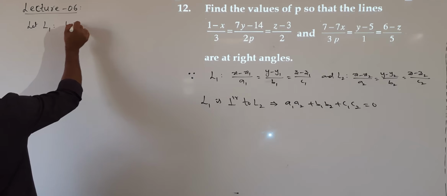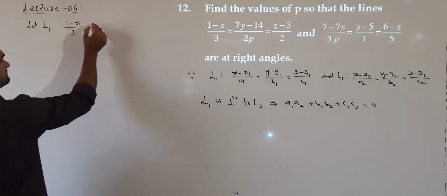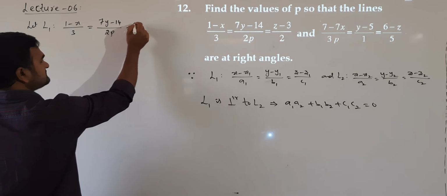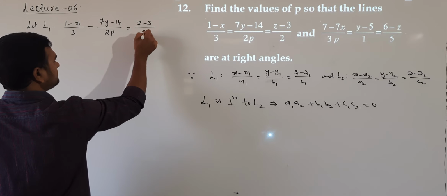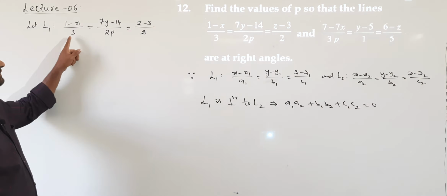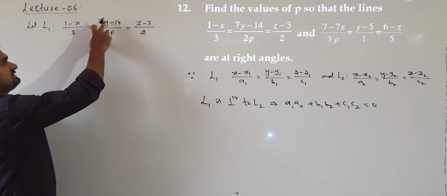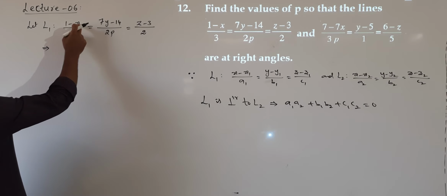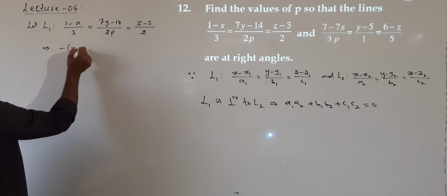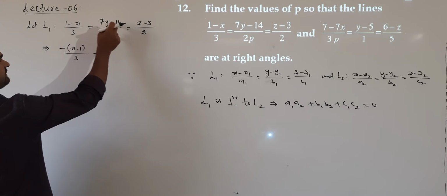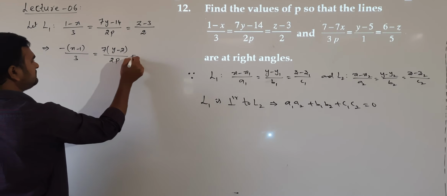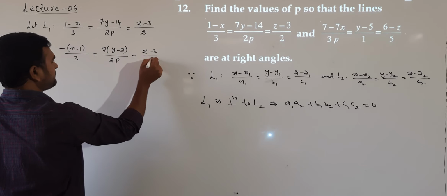L1 is (1 minus x) by 3 is equal to (7y minus 14) divided by 2p is equal to (z minus 3) by 2. So directly we cannot take a1, b1, c1 as 3, 2p and 2, because the line is not in standard form. Simplify it. First take minus common in the numerator: minus of (x minus 1) divided by 3. Take 7 common: 7 (y minus 2) divided by 2p. (z minus 3) is the same, divided by 2.